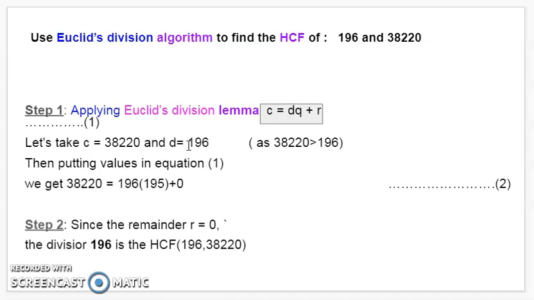So we will divide 38,220 by 196. That is what we have to check here. If we divide 38,220 by 196, we will get the quotient 195 and the remainder 0. You know how to do the division part, so we can also do it here.